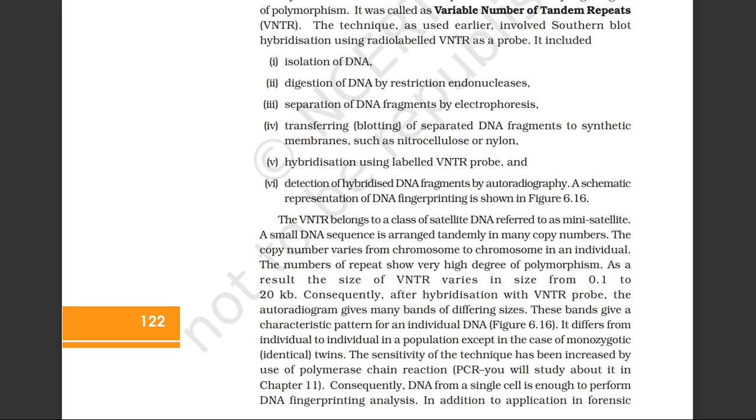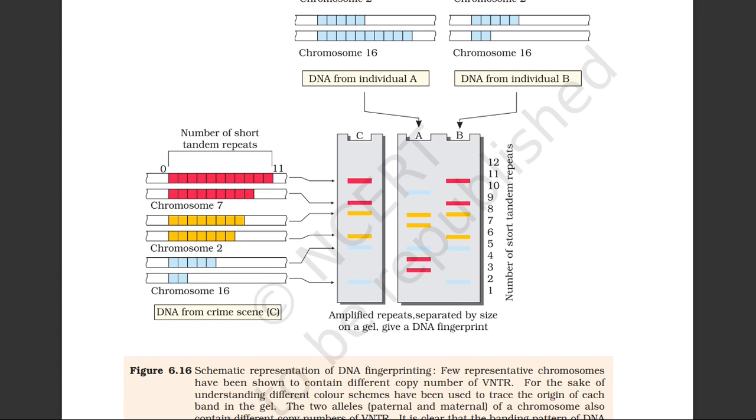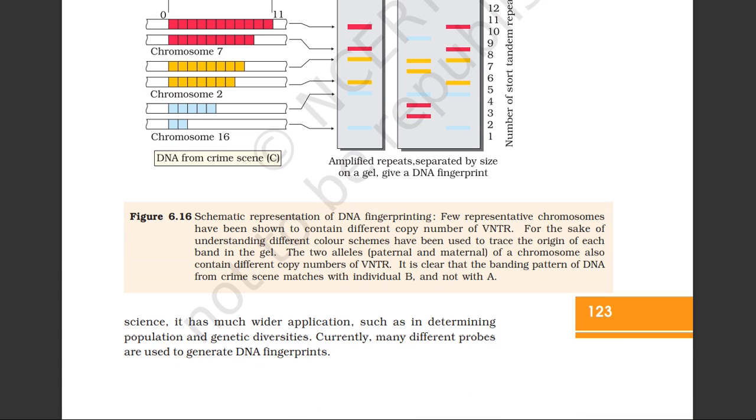Figure 6.16: schematic representation of DNA fingerprinting. Four representative chromosomes have been shown to contain different copy numbers of VNTR. For the sake of understanding, different color schemes have been used to trace the origin of each band in the gel. The two alleles, paternal and maternal, of a chromosome also contain different copy numbers of VNTR.